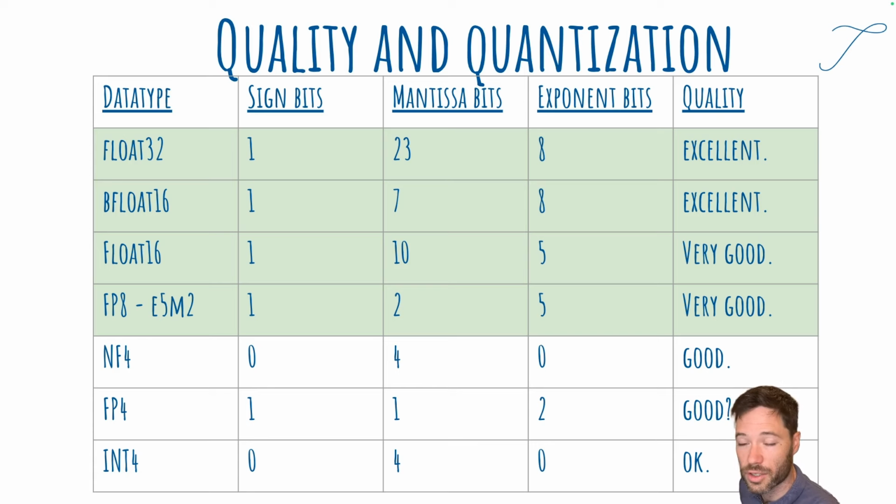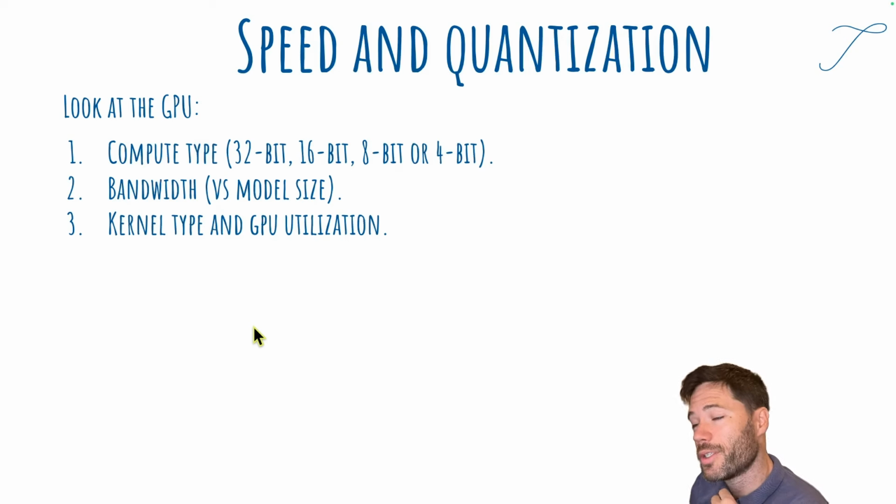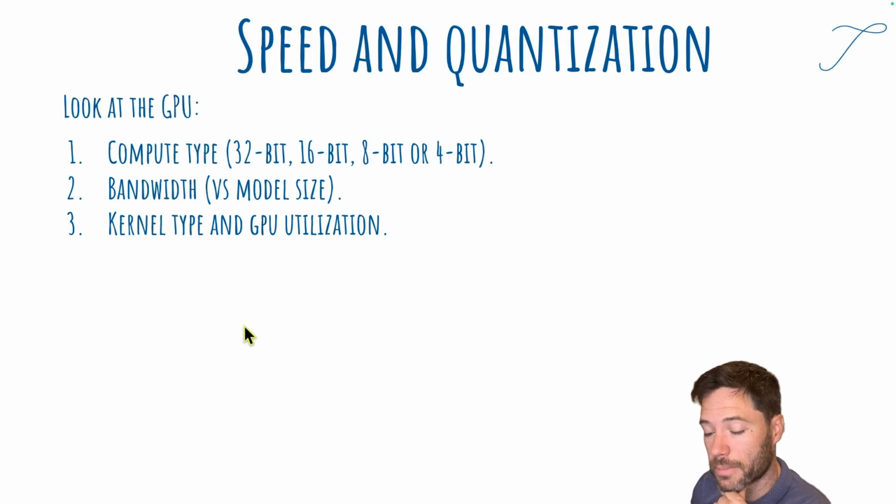It is supported by text-generation-inference, but it's got trade-offs in terms of speed versus other approaches. That was quality and quantization. So here we'll talk a bit about speed.